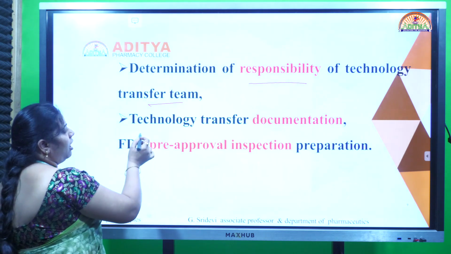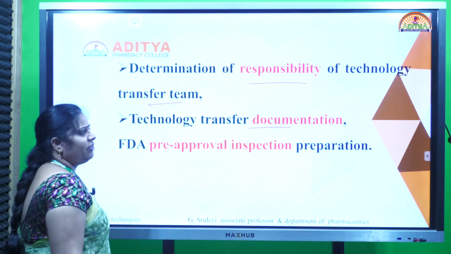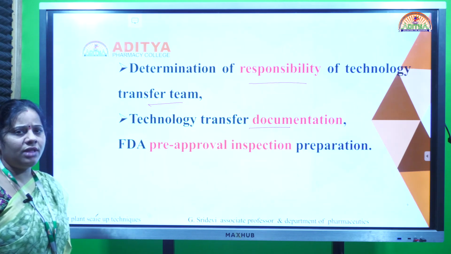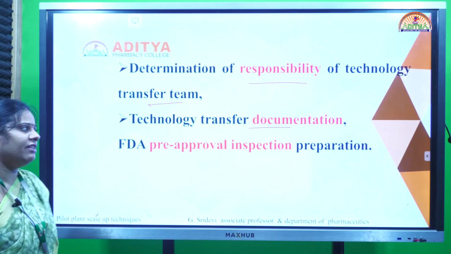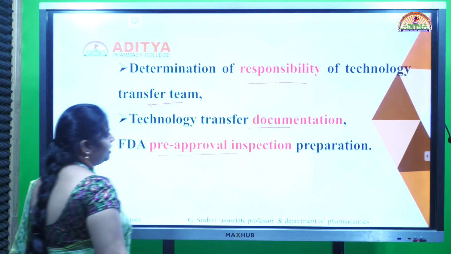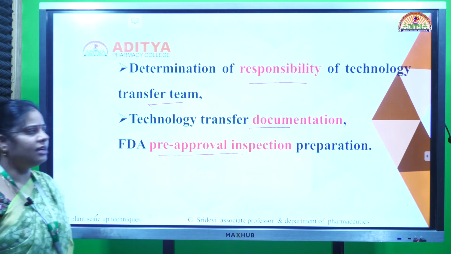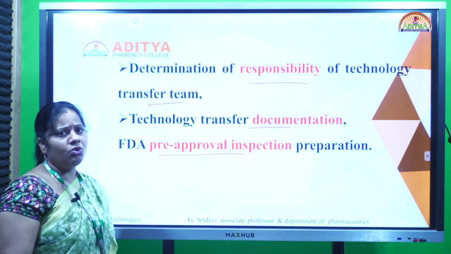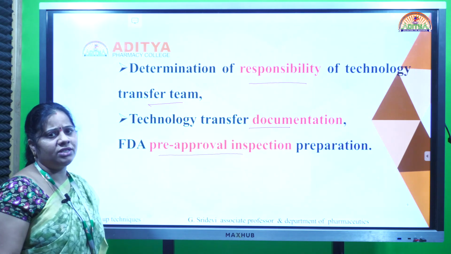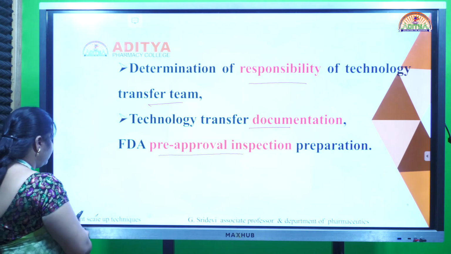And next one, technology transfer documentation. So each and every step we have to document. Why? Because that is proof of how the activities were carried out in each and every step. And next one, FDA pre-approval inspection preparation. So during this process itself they maintain the documentation, and this documentation is going to be used for the pre-approval inspection process. The documents or the records are helpful. So these are the things we are going to take into consideration.